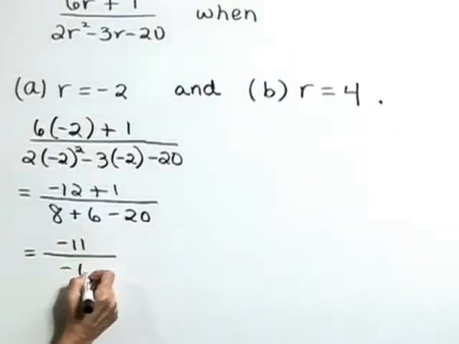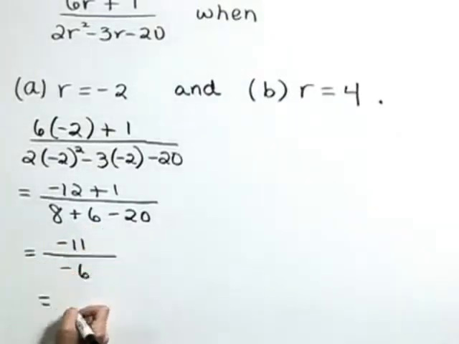Minus 20 is −6. And this gives a quotient of positive 11/6. Therefore, evaluating for r equal to −2 gives 11/6.